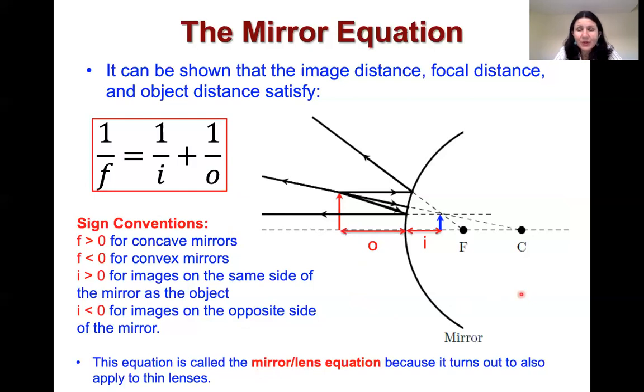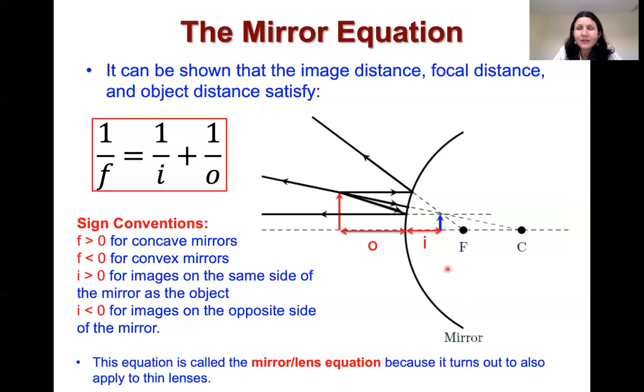But there's one more equation we care about, because all this equation tells us is that, given the focal length of a particular mirror and given the location where we put the object, where does our image appear? We'll also see that if we get an I which is positive, that means our image is real. If I is negative, it means our image is virtual.